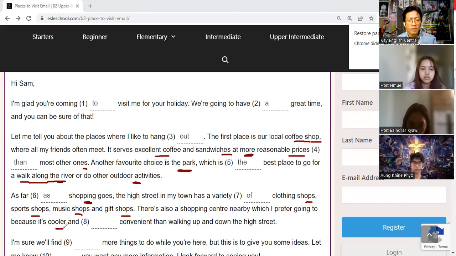Shopping center is cooler and more convenient than walking up and down the high street. Convenient. More than, okay. More convenient. Cooler and more convenient, yeah.